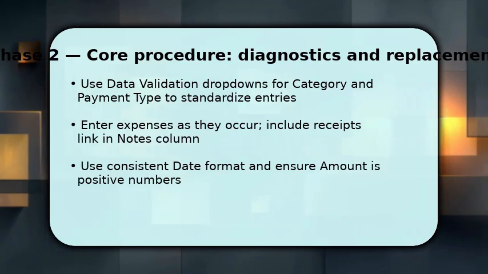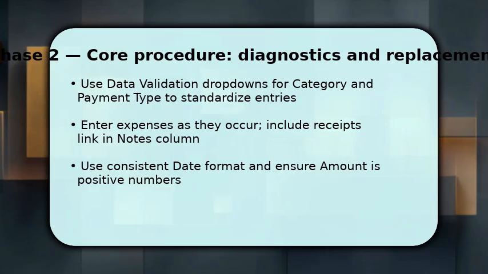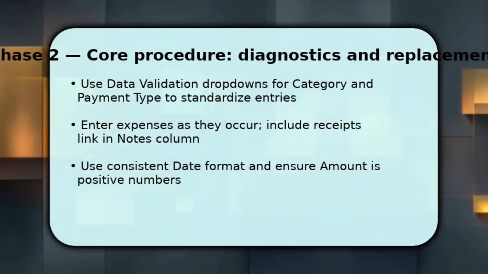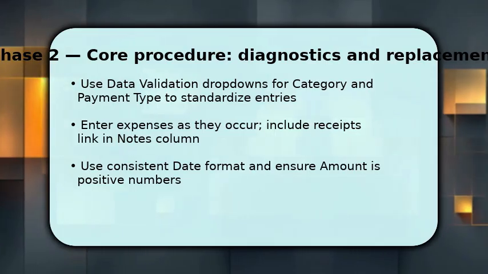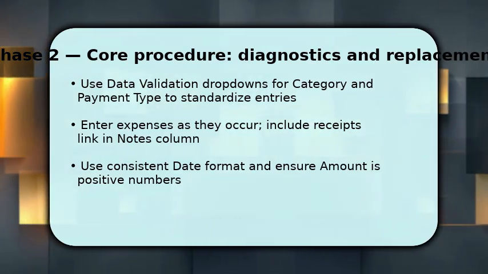Make sure dates follow one format, such as YYMMDD, and that amount values are positive numbers. This avoids errors in formulas. For recurring items, duplicate the row and update the date. Also, add a short description to help when you review months later.